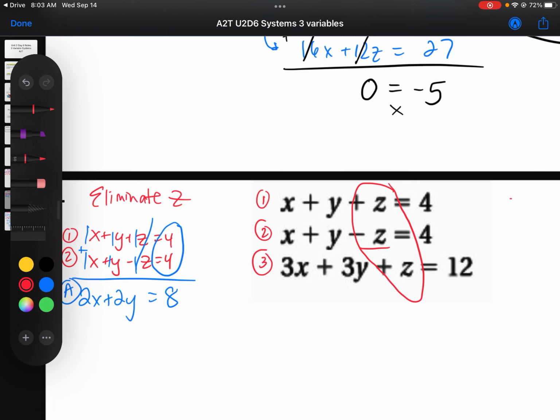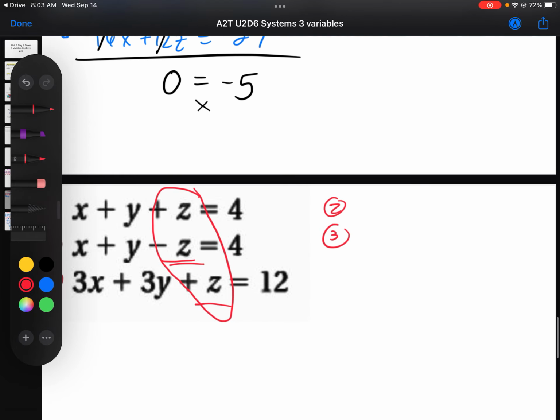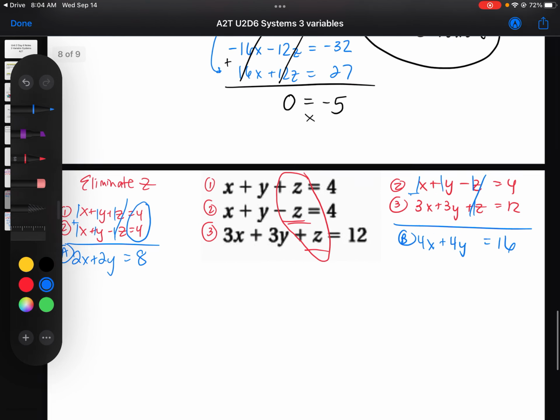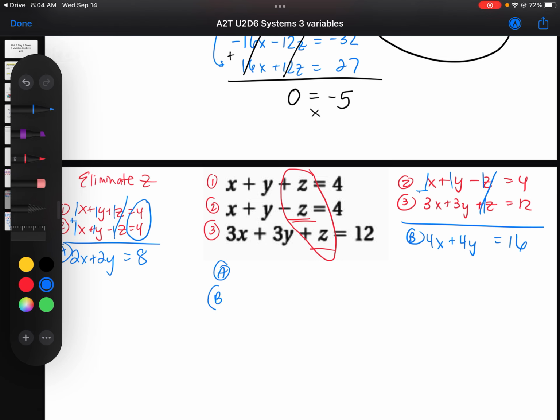Then I'm going to take equation 2 and 3 because my z's are already opposites. So x plus y minus z equals 4. 3x plus 3y plus z equals 12. Add them. 1 plus 3 is 4x. 1 plus 3 is 4y. Negative 1 plus 1, 0, equals 16. Equation B. I'm going to merge A and B together so they're next to each other so I can figure out how to manipulate them if needed.